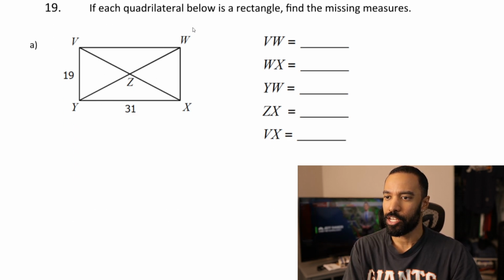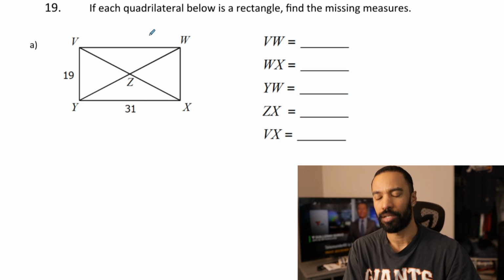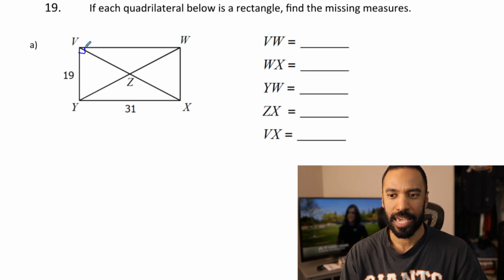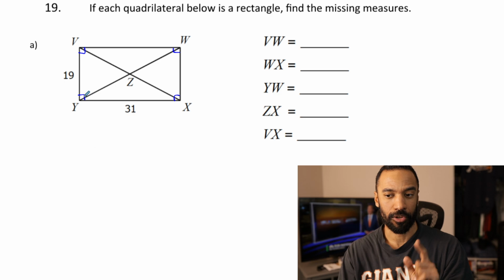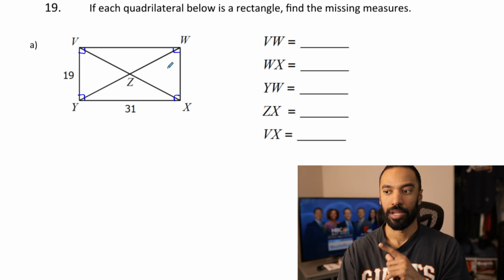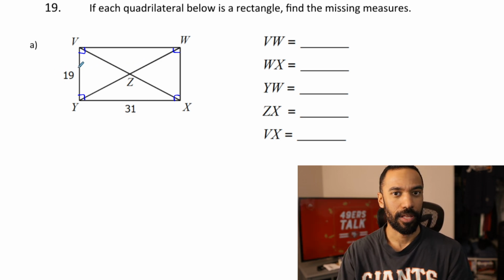Number 19, if each quadrilateral below is a rectangle, find the missing measures. This is where knowing that a rectangle is also a parallelogram is helpful. A rectangle, unlike a parallelogram, also has congruent diagonals, by the way. These would be the same length here. Not that they've asked about those yet. We'll see if they will. But a rectangle, just like a parallelogram, has opposite sides congruent. Those are the same. Those are the same.